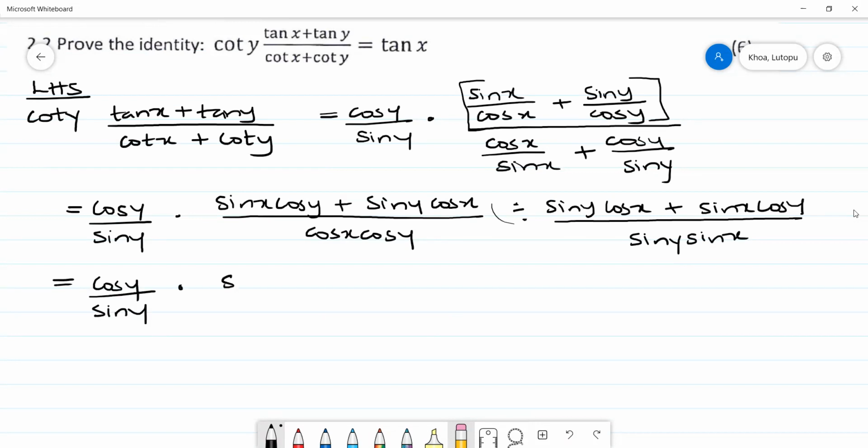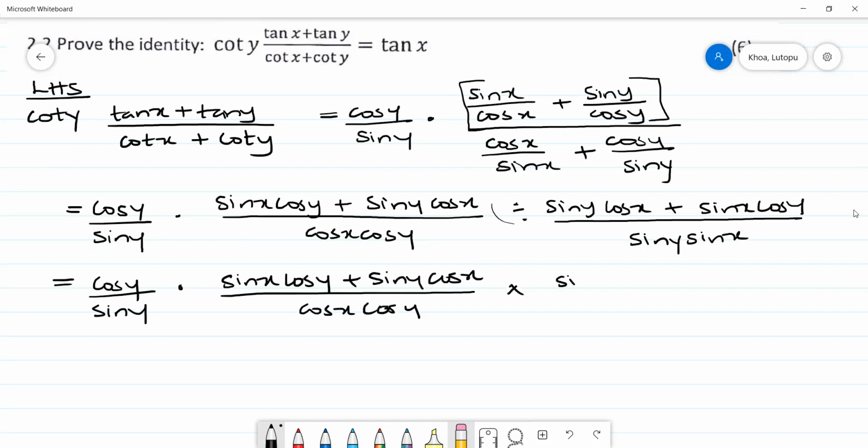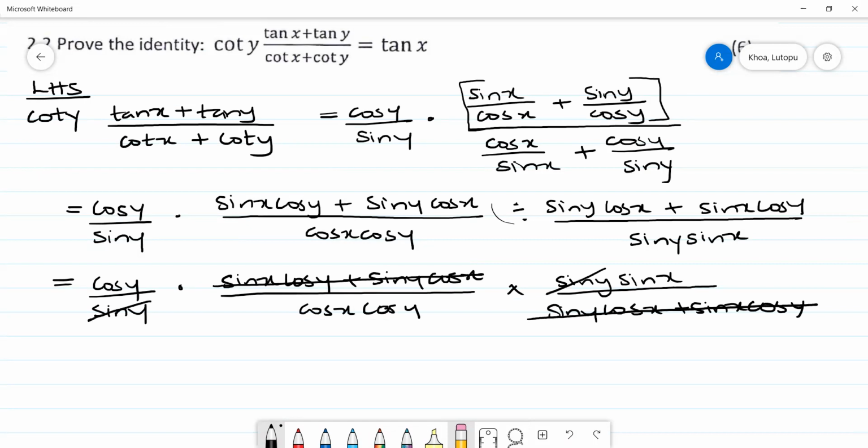Okay, so we have sine x cos y plus sine y cos x over cos x cos y times sine y sine x over sine y cos x plus sine x cos y. Okay, so we say this numerator is exactly the same as this denominator, so they cancel. And then sine y here can cancel with that sine y there. cos y here can cancel with that cos y there. And then we're left with sine x over cos x, and this is just equal to tan x, and that is the right hand side.